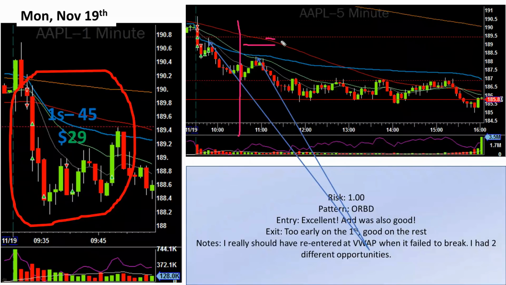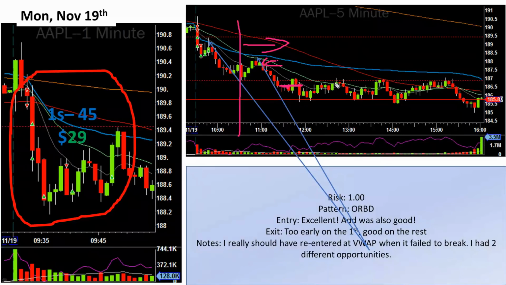Also, I had very small size. I only had 5 shares at this point, so it's really not worth holding. If I was doing a bigger size, I might have considered holding all the way up to my break even, which would have been up here somewhere. I would have never hit, right? My break even, if you look at the 5-minute, was way up here. I could have easily held all day, but I didn't.